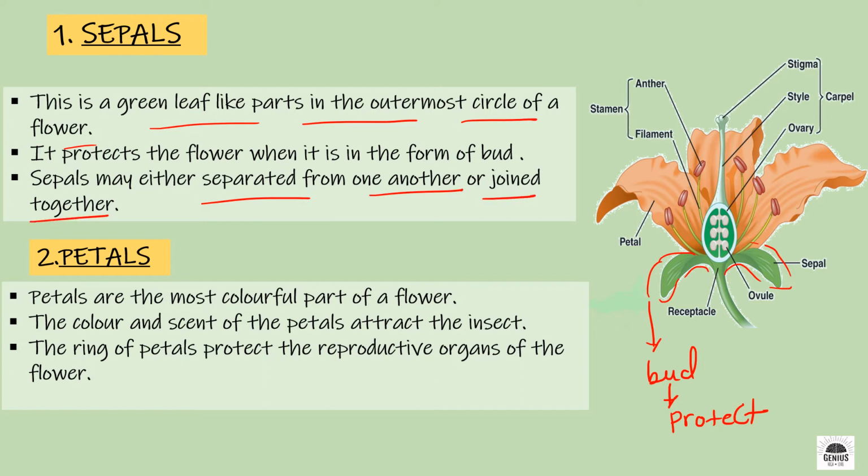Now petals. Petals are the most colorful part of a flower. So these all are the petals of a flower and this is a colorful part of a flower. The color and scent of the petals attract insects and help in pollination. The ring of petals protects the reproductive organs of the flower. So these all are the reproductive organs of the flower and petals protect them.